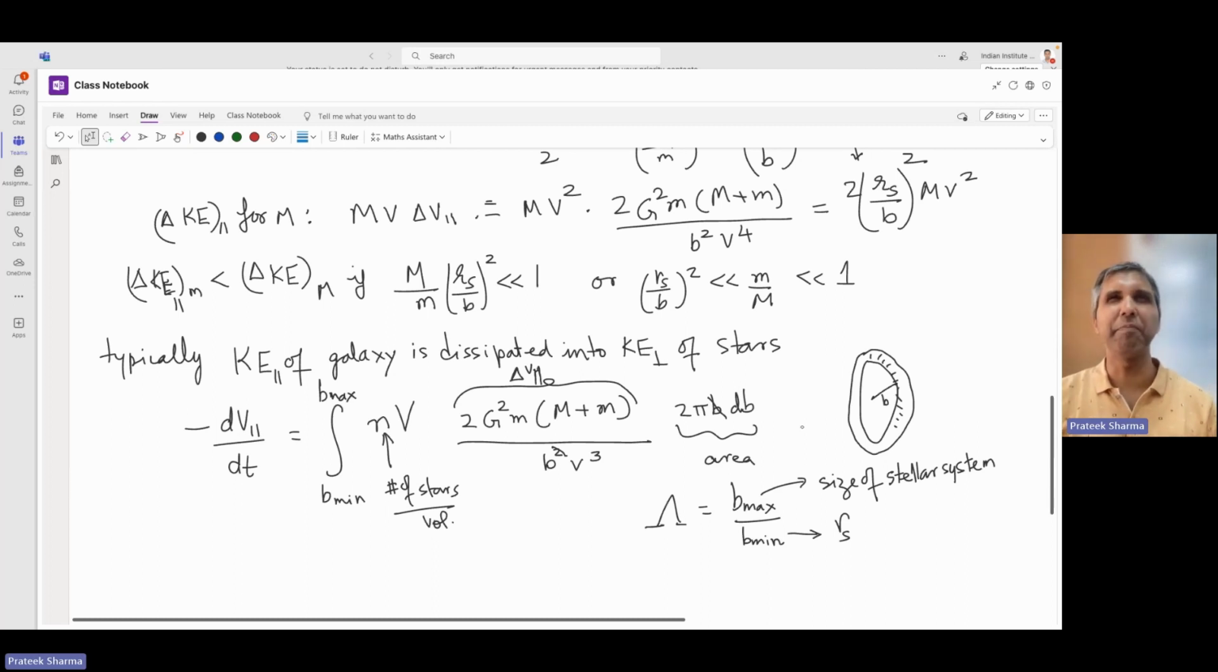So again, the nice thing is what you have at the end of integration of all this is log lambda, and log of anything, even very, very big. If you make a huge mistake in estimation of B max and B min, your log of that will not be such a bad approximation. That's the nice thing about the logarithmic dependence. Okay, so this is what you will get.